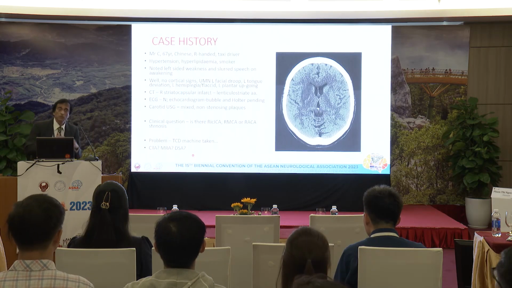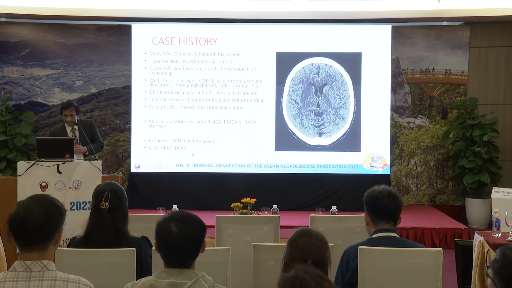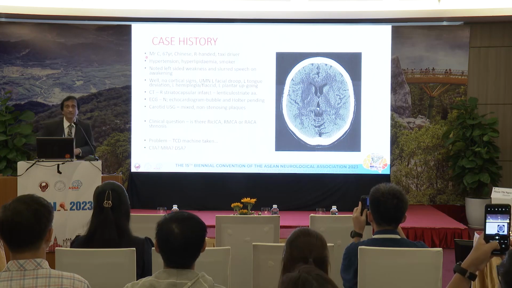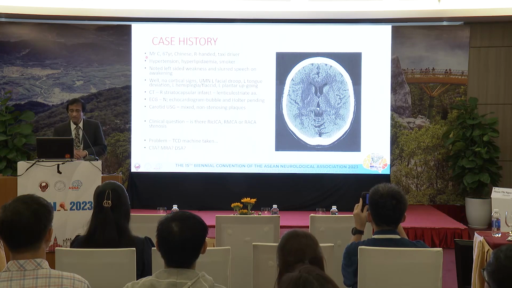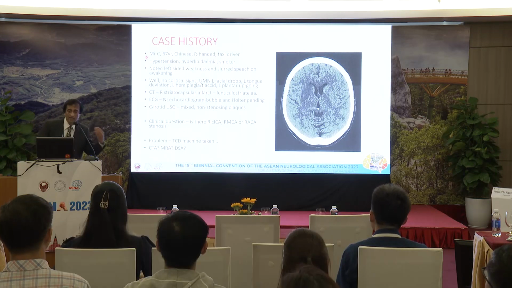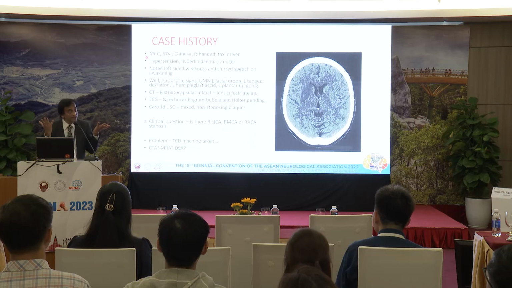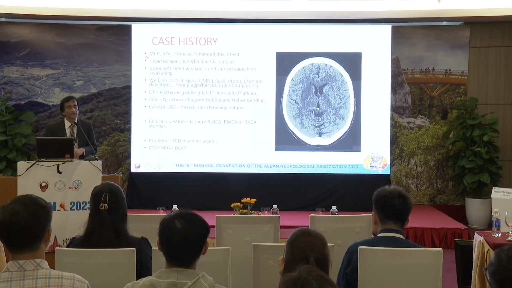So here's a patient you may have seen just yesterday. A gentleman, 67 years old, who's right-handed, who has hypertension, hyperlipidemia, and smoking, noted when he woke up to have left-sided weakness and unclear speech. He was rushed to hospital, and when you examine him, there were no cortical signs, no aphasia, no drowsiness, no gaze deviation, but he had a mild left facial droop, tongue deviation, and left-sided severe weakness.